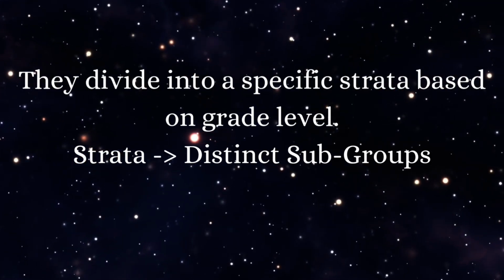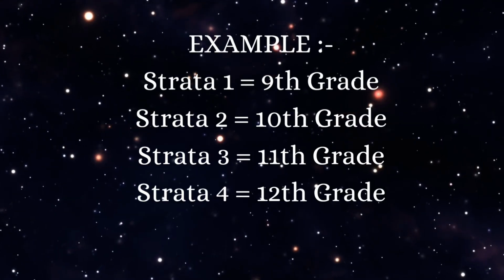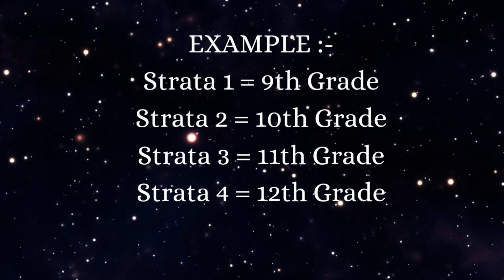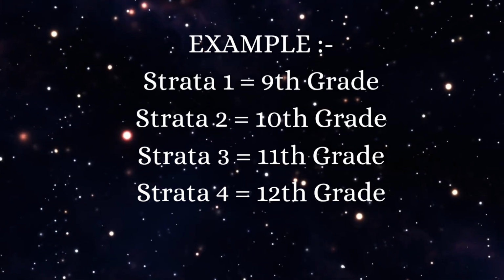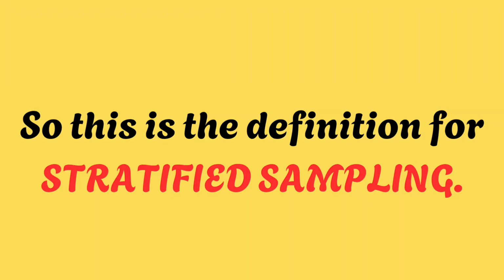Strata means distinct subgroups. Say, for example, stratum 1 will be ninth grade, stratum 2 will be 10th grade, stratum 3 will be 11th, and stratum 4 will be 12th grade students. Now they will randomly select the students proportionally from each grade. So this is one example of stratified sampling, right?